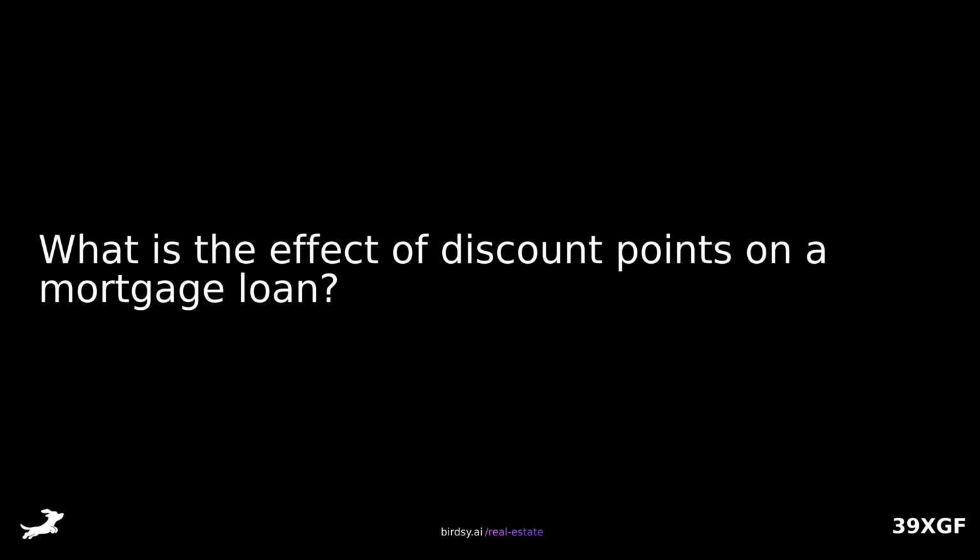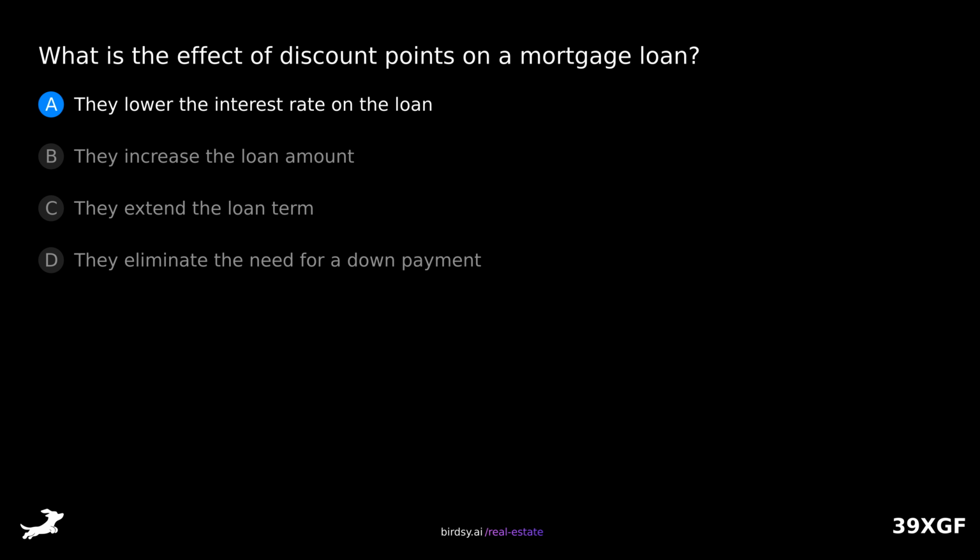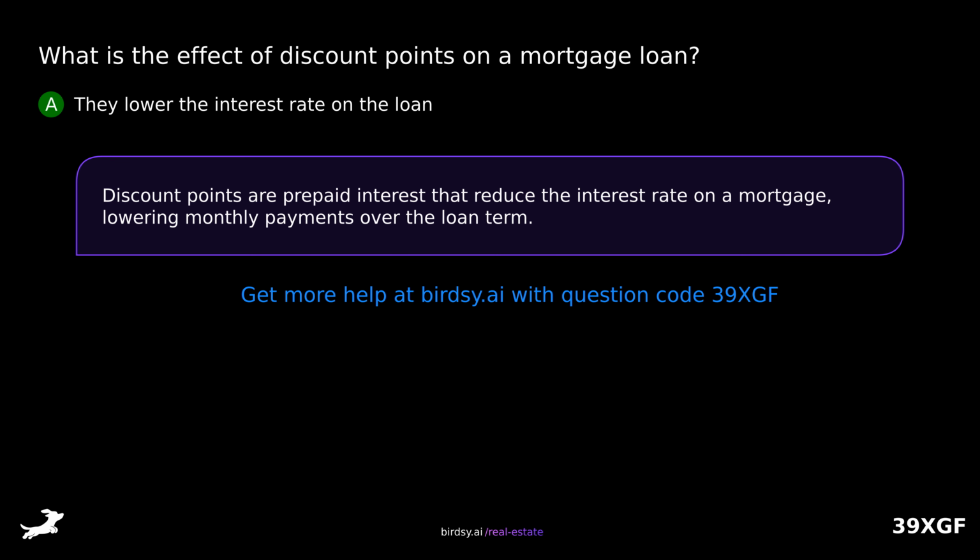default. What is the effect of discount points on a mortgage loan? Is it A. They lower the interest rate on the loan? B. They increase the loan amount? C. They extend the loan term? Or D. They eliminate the need for a down payment? The answer is A. They lower the interest rate on the loan. Discount points are prepaid interest that reduce the interest rate on a mortgage, lowering monthly payments over the loan term.